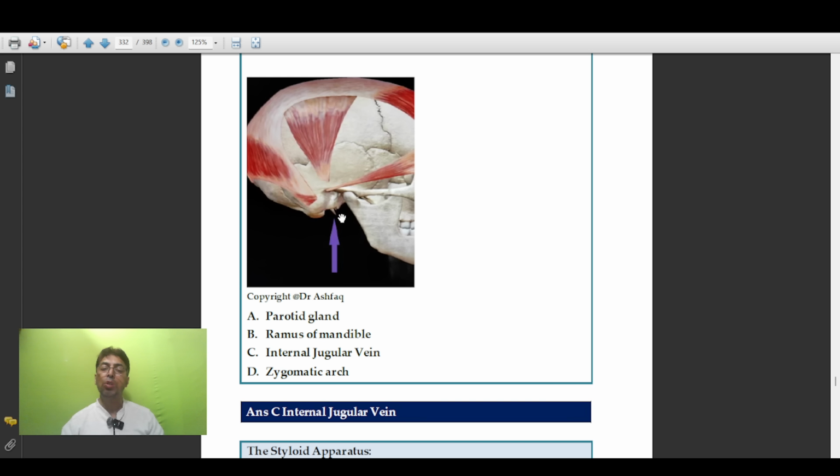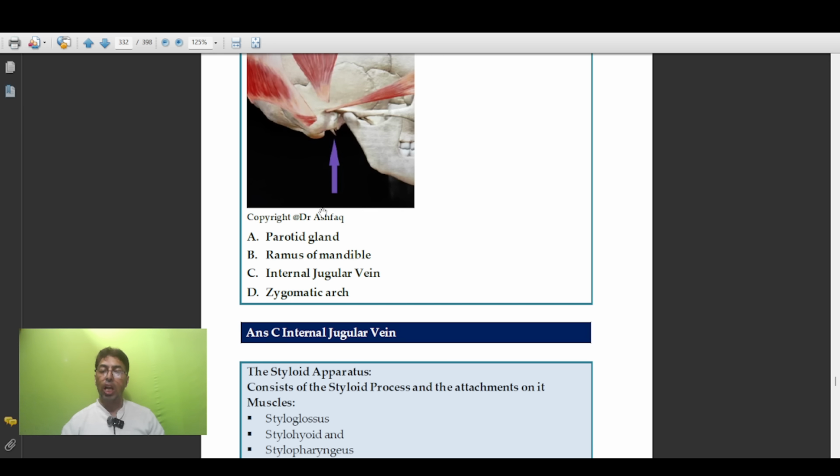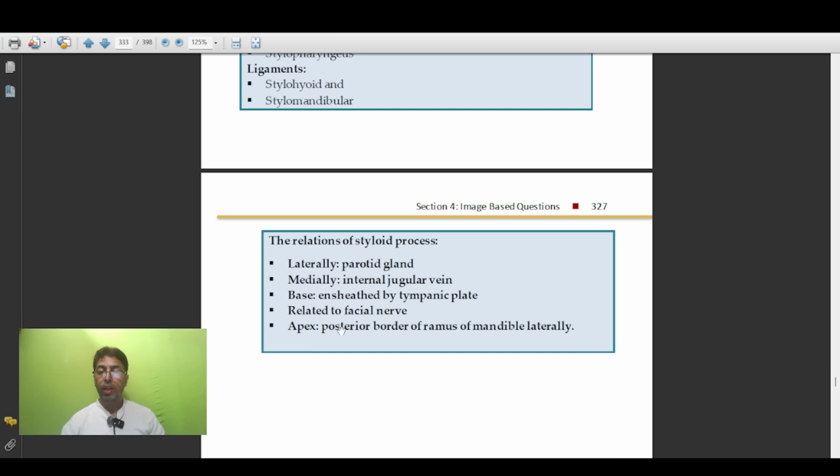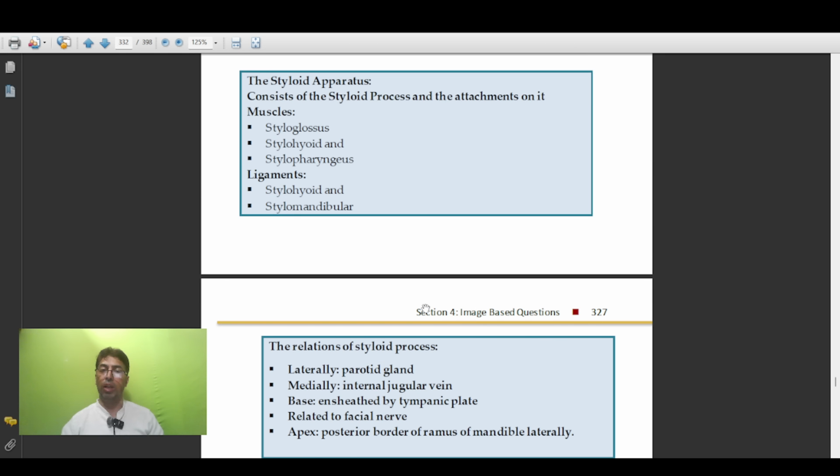You remember that this styloid process is related medially, the medial relation being a very important vascular structure, and that is the internal jugular vein, because the parotid gland will be lying laterally to the styloid process, and the apex is related to the ramus of the mandible. So the ramus of the mandible is related to the apex, and laterally, as I mentioned, the parotid. The medial relation is the internal jugular vein.